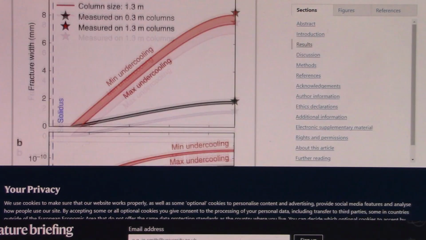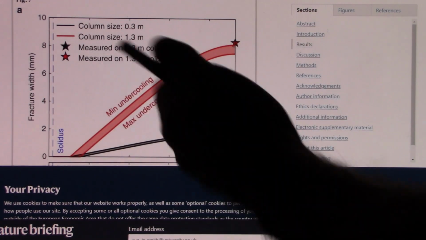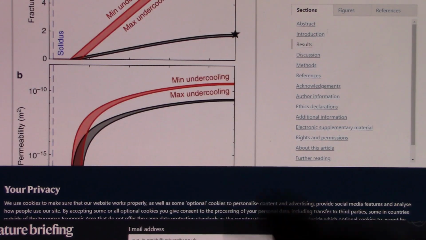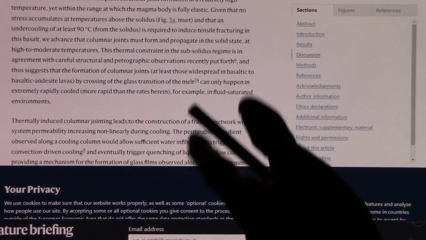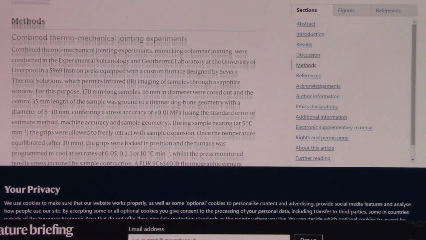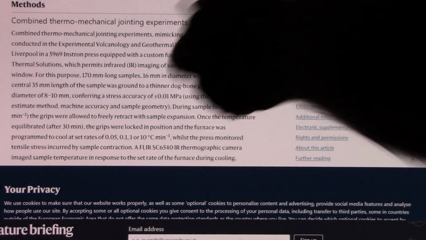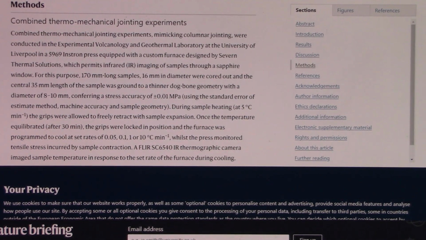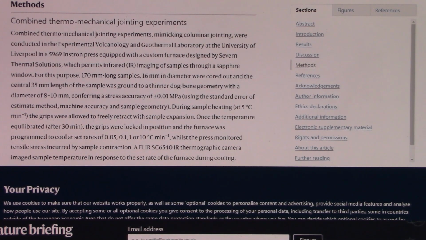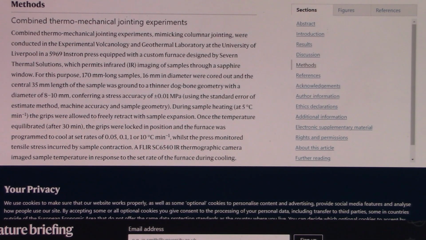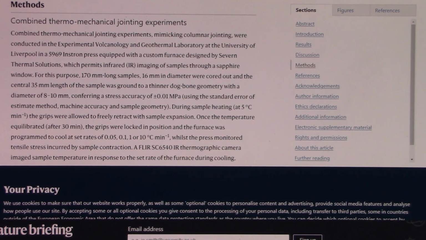It gives you all the formulas and everything. Minimum cooling, maximum undercooling, maximum, minimum, and then it comes down to the discussion, and then here's where I end up coming to the methods of how they did this. Okay, and what they did was they took samples of these columns, small samples, and then they ground them down into a certain size, and they shaped them like a dog bone so that they could attach a clamp at both ends and hold it while they heated it and measure the contraction or whatever.